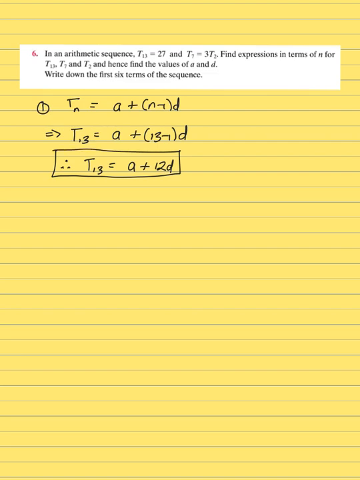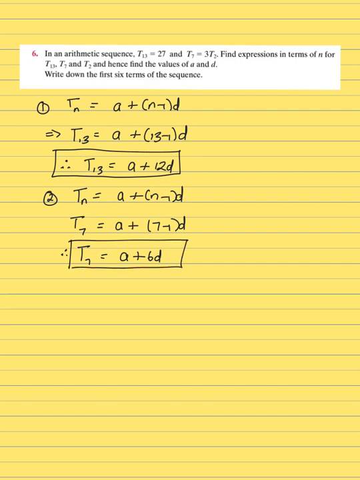Now we have to find an expression for t7. Again, we use the formula tn is a plus n minus 1 times d. So when it's t7, in other words, n is equal to 7, so a plus 7 minus 1 times d, and therefore t7 is equal to a plus 6d.